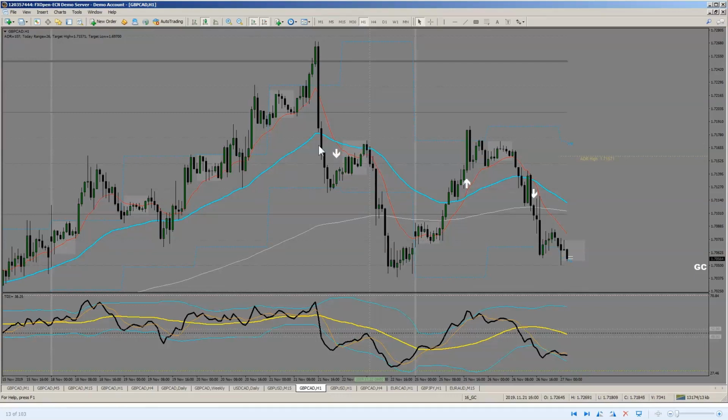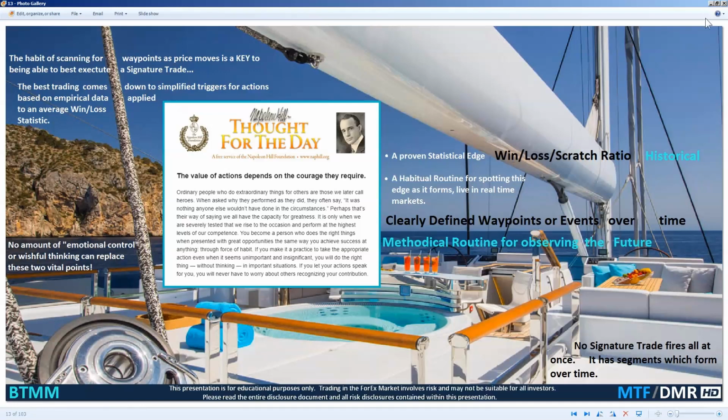Okay, this template actually is in the pre-market templates. When you load those, I've got a lot of blank templates in there, and this is one of them. So I would suggest if you're an H150 bounce trader, put a big fat arrow on there. So again, no signature trade fires all at once. It has segments which form over time. The question becomes, how sharp is our perception of them? If we're watching too many pairs, we can't have very sharp perception as a rule.